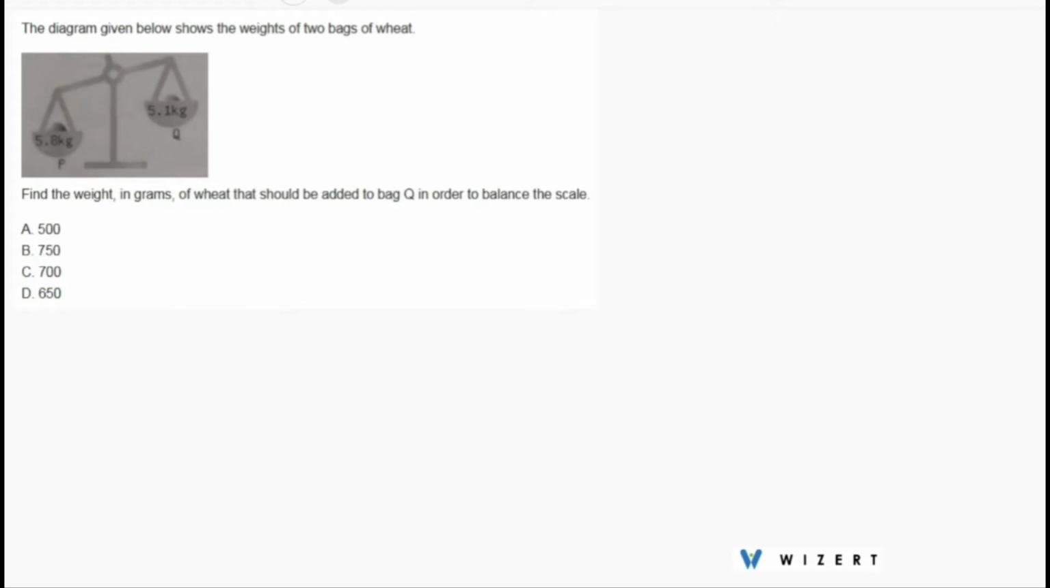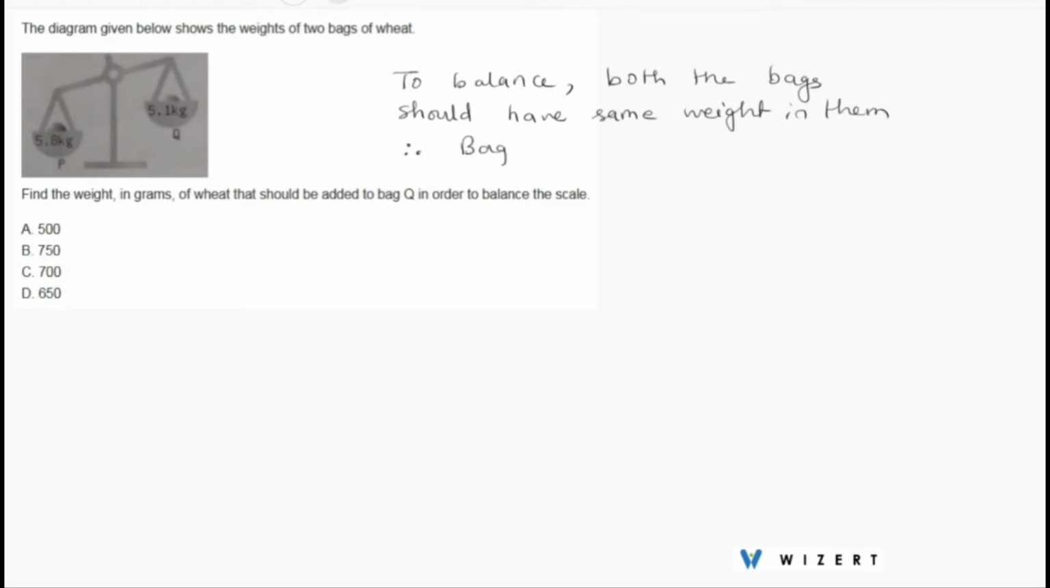To balance the weight, both the bags should have the same weight in them. Therefore, bag Q should have 5.8 kg.